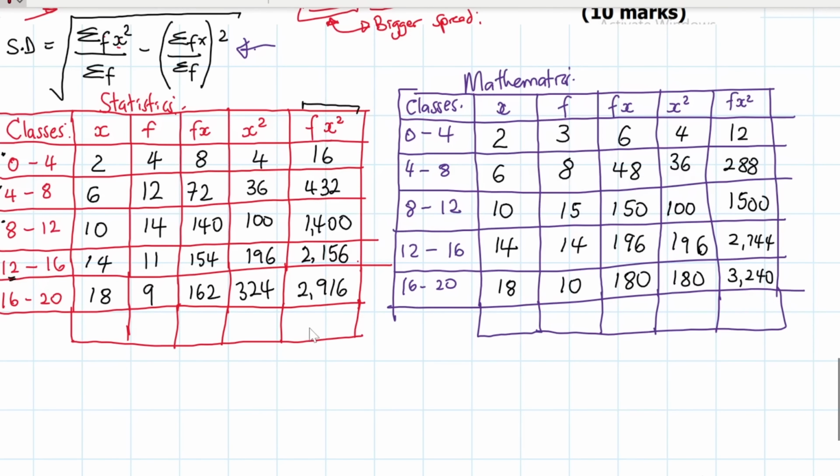F of x squared here, for statistics, is going to be 6,920 after adding this column. That is the summation of f of x squared. Then we have the summation of f, which is right here. And what is the summation of f? It is 50. We are also going to need the summation of fx. When we add our summation of fx here, we end up with 536. This is our summation of fx right there. Then what else? Yeah, that's it.